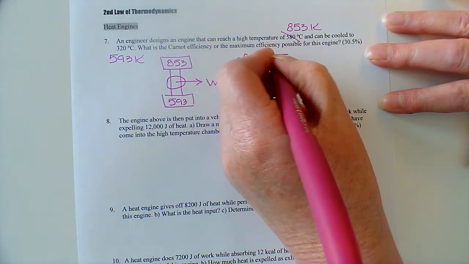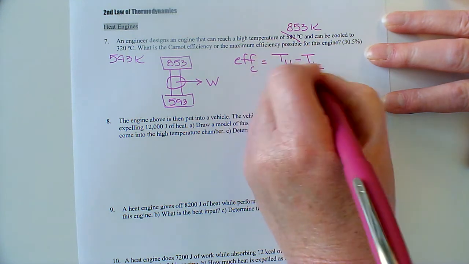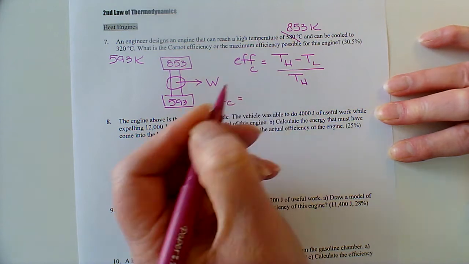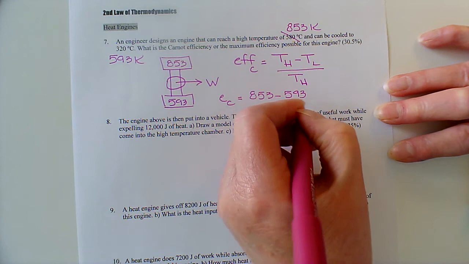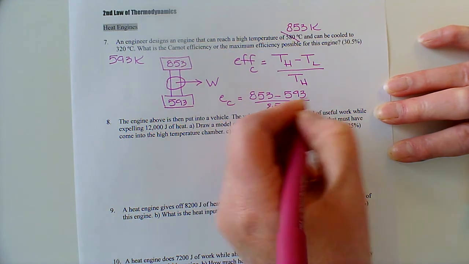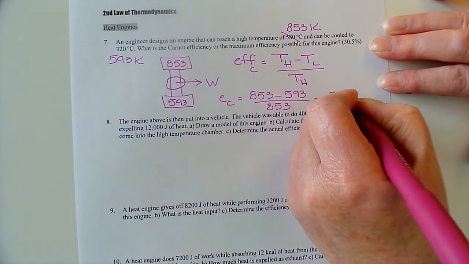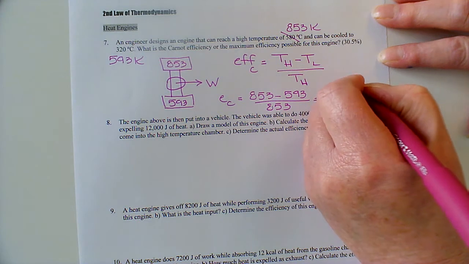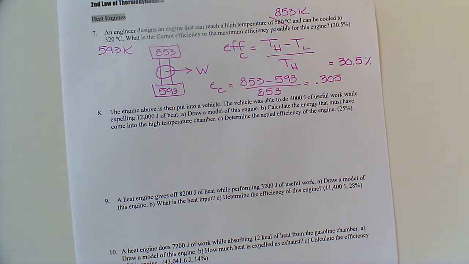And that is literally the difference between the temperatures: the temperature high minus the temperature low, divided by the temperature high. So the Carnot efficiency is going to be 853 minus 593 over 853. And when you divide that out, it's going to turn out to be 0.305. Then I multiply that by 100, and I can report its efficiency as 30.5% maximum efficiency.